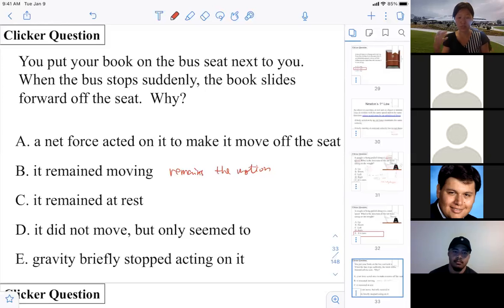Now, if your book is really, really heavy, then the friction between the book and the seat will be enough so that it will slow down together with the bus. In that case, it will not slide off the seat, right? So simply, it remained in motion because of what we know about Newton's first law.